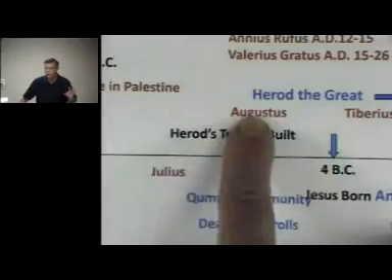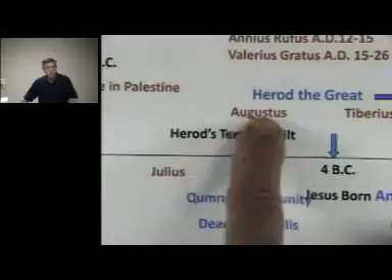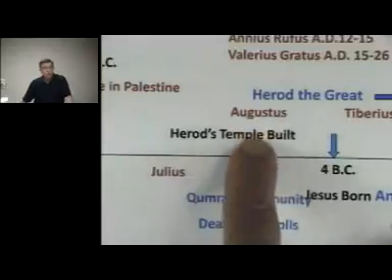Herod the Great is the king of the Jews in occupied territory of Palestine. The Roman soldiers are occupying Palestine. Okay? It was about 4 BC that Jesus Christ was born.